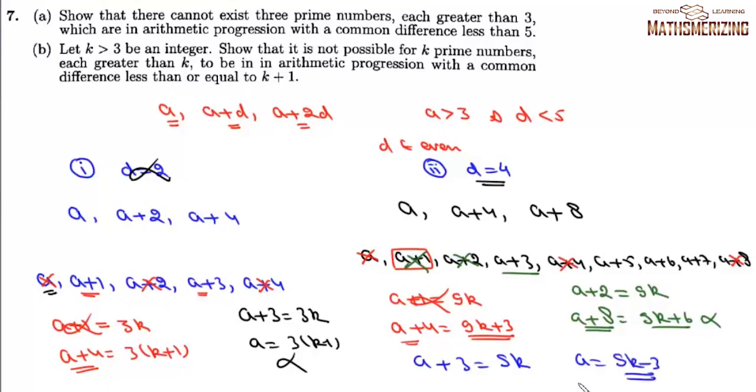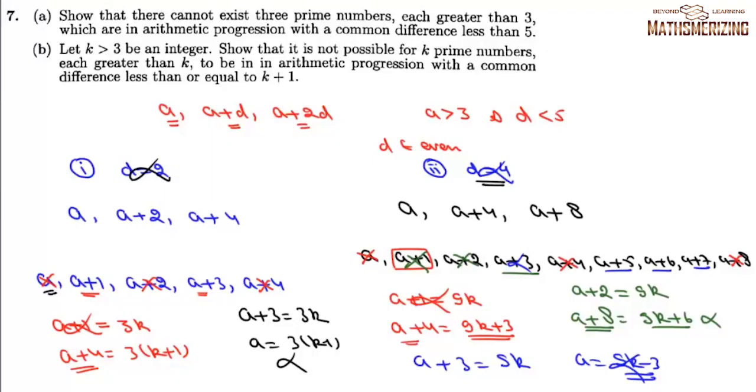3. That means this a is divisible by 3, which again is not possible. So again using the same logic, we can prove that a plus 5, a plus 6 and a plus 7 cannot be a multiple of 9. So that means this D cannot be 4 also. So there cannot exist 3 prime numbers each greater than 3 which are in AP with a common difference less than 5. That is the first part of the question.